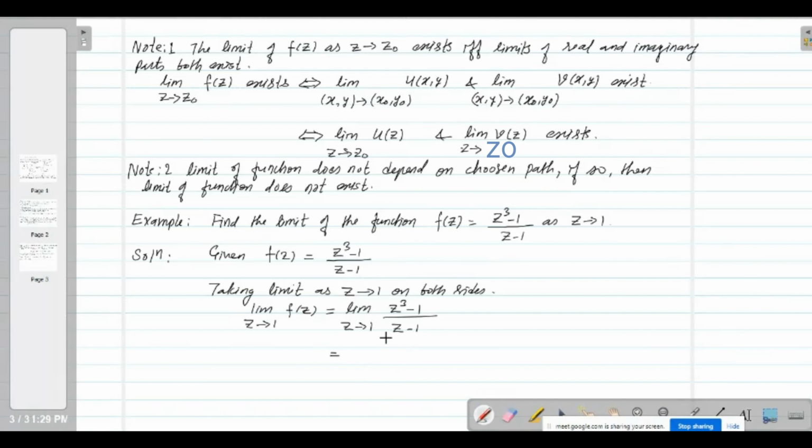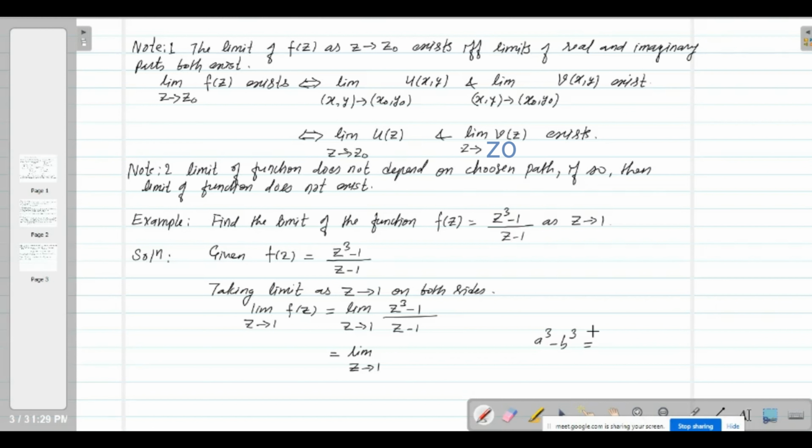Please see here, you don't apply the limit directly. If you put the limit here, this becomes 1 to the power 3, that is 1, so 1 minus 1 is 0. And in the denominator, z equal to 1 gives 1 minus 1, that is 0. So this becomes 0 upon 0, which is indeterminate. So don't apply the limit directly. Just see here, this is the formula a cubed minus b cubed. Just apply the formula for this. What is the formula for a cubed minus b cubed?